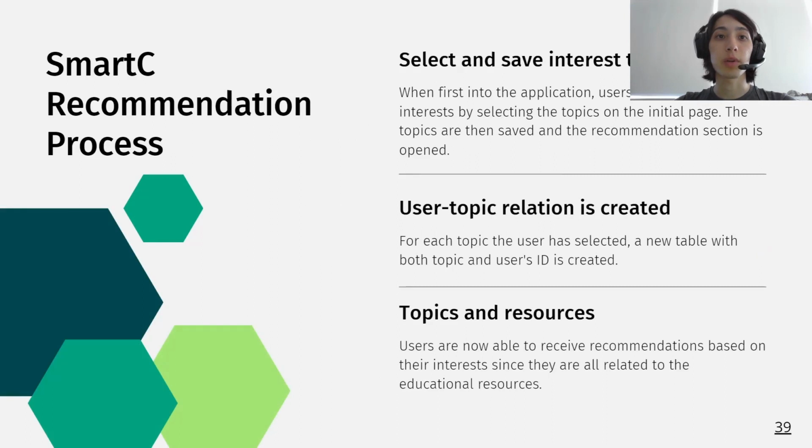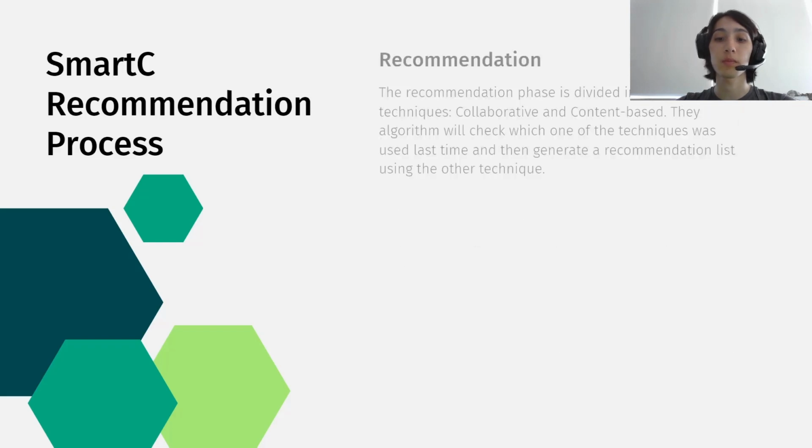To initiate the recommendation process, the following steps need to be followed. Firstly, a new user must register and log in to access the platform. Once inside the system, users should select and save their interests following the provided instructions, thereby creating a user-topic relationship for each interest. After completing this step, the user will be redirected to the Recommendations tab, where the filtering algorithm will begin to generate personalized recommendations.